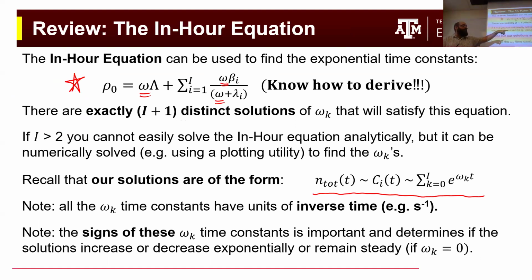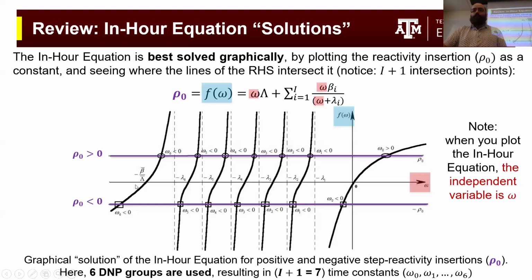Those time constants are in the exponentials, and they can be positive or negative, and the form of those time constants is going to affect how my solution grows with time. Does it increase exponentially? Does it decrease exponentially? Or does it remain constant or steady, if one of our time constants happens to be 0?